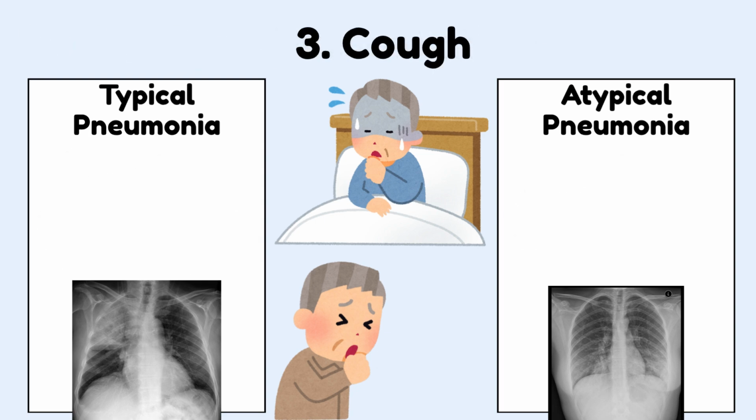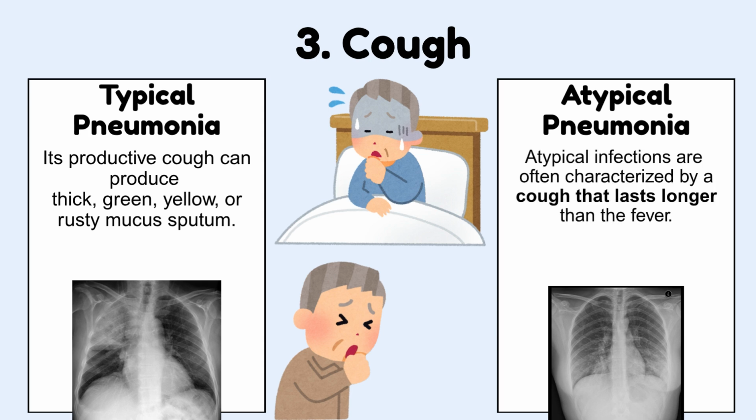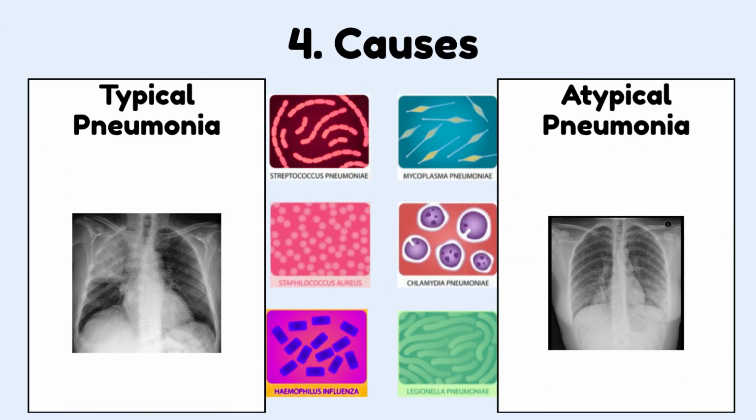Cough of pneumonia. Typical pneumonia's productive cough can produce thick, green, yellow, or rusty mucus sputum. Atypical infections are often characterized by a cough that lasts longer than the fever, for weeks or even months after the fever has subsided. Causes of pneumonia.